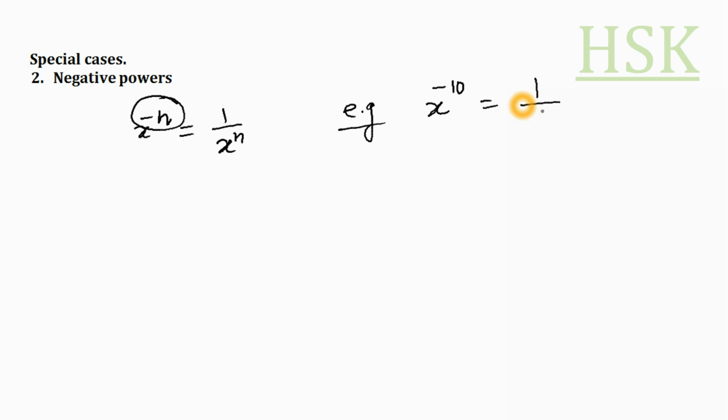The next special case is the case of the negative power. Now suppose that we have x to the power of minus n. Then this can be written as 1 upon x to the power of n. So what does it mean? If we have x raised to a negative value, then this is equal to 1 upon the same value with the positive index. For example, if I have x to the power of minus 10, then this can be written as 1 upon x to the power of 10. Same value with positive index in the reciprocal.